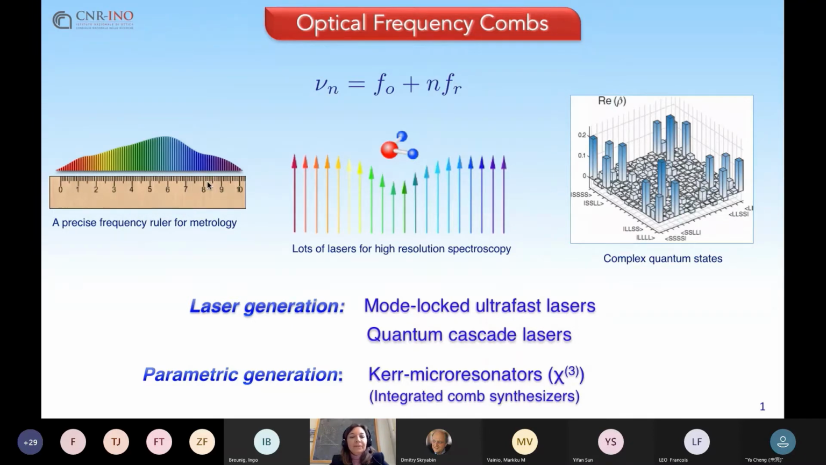But besides laser generation, there is another way to generate an optical frequency comb, and it is the parametric interaction between a continuous pump and a nonlinear microresonator. In particular, Kerr microresonators greatly simplified the experimental schemes and paved the way for integrated comb synthesizers.